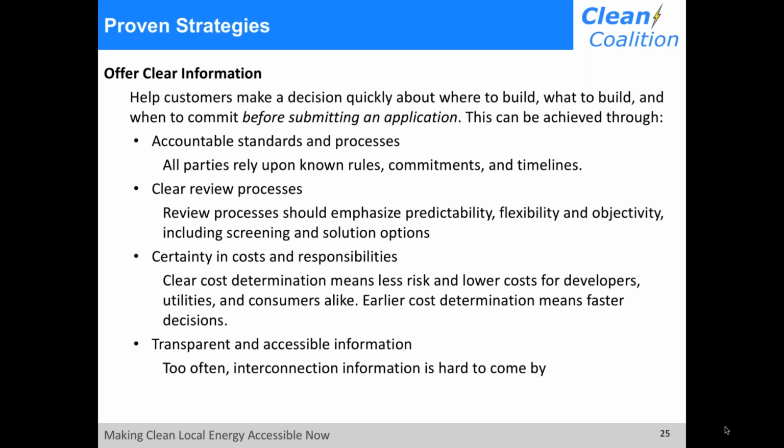And lastly, transparency and accessibility in information. Too often, interconnection information is hard to come by. Developers, policymakers, and other stakeholders must have full and easy access to information, including interconnection studies, queues, costs, and grid maps that clarify the layouts and possibilities of electrical grids. Next slide.